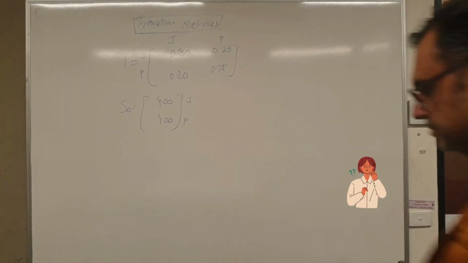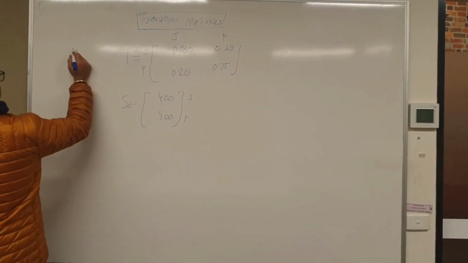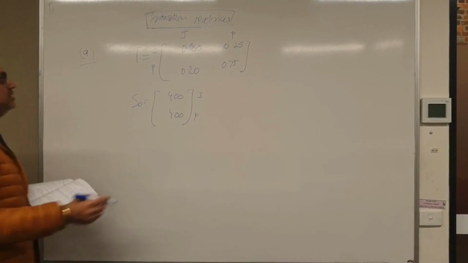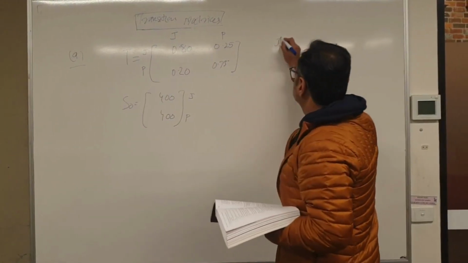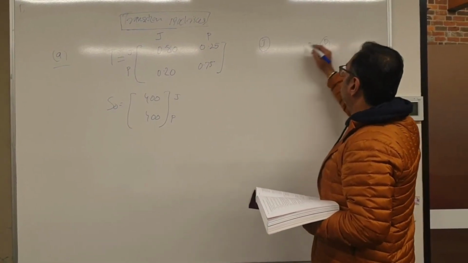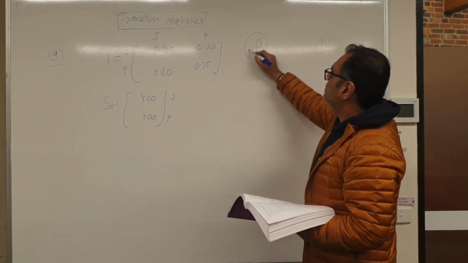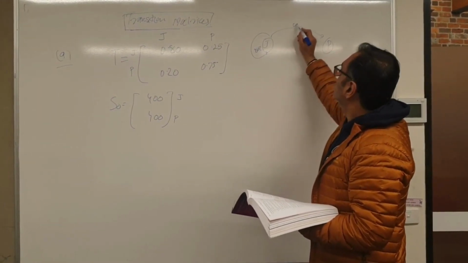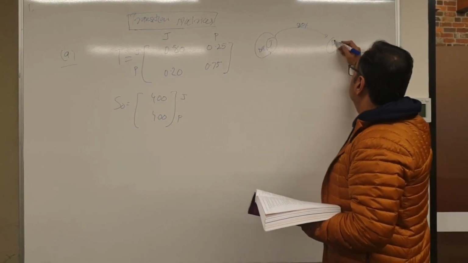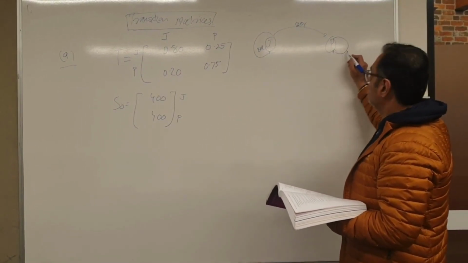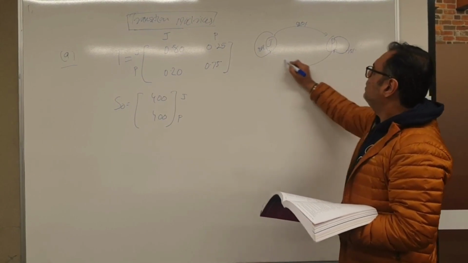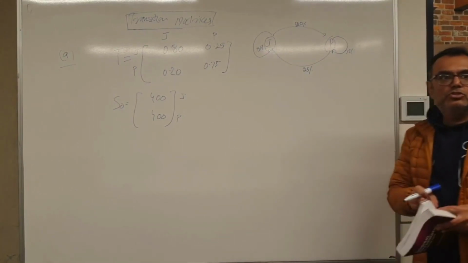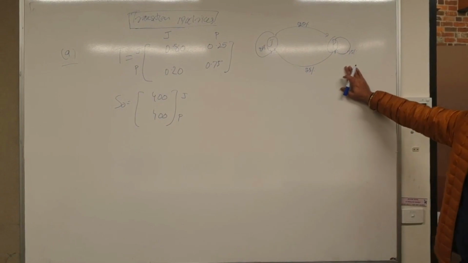Let's do this question. Part A is this. Let's quickly check how. My transition diagram was like this: J and P, and I had 80% here and 20% here, 20% here, and from Pete to Pete was 75%, and Pete to Jill is 25%. So that was the diagram, right?